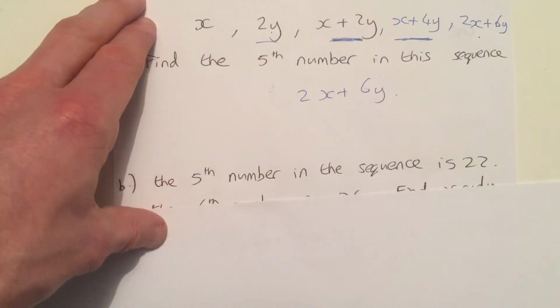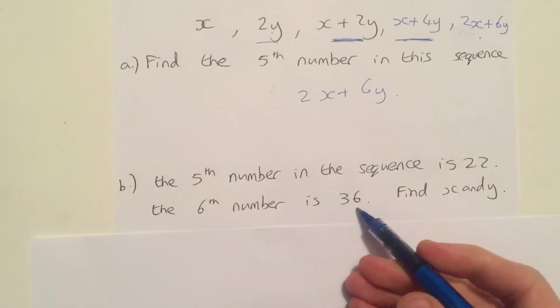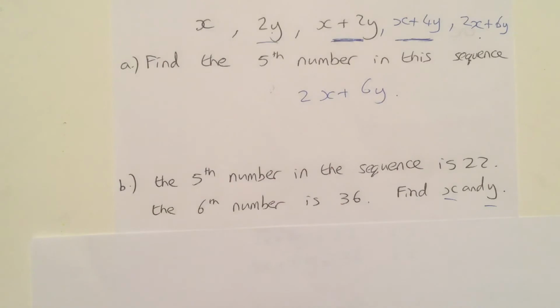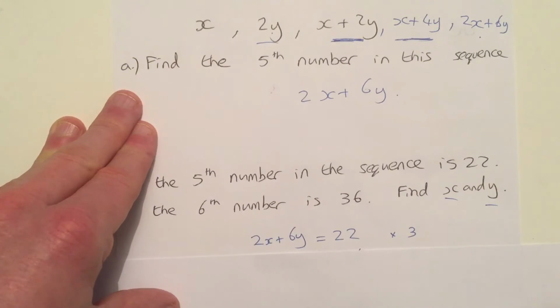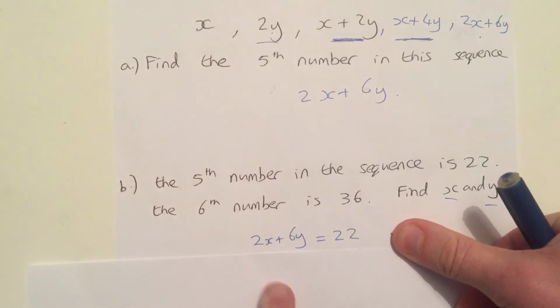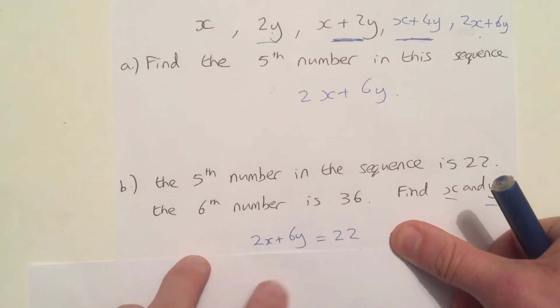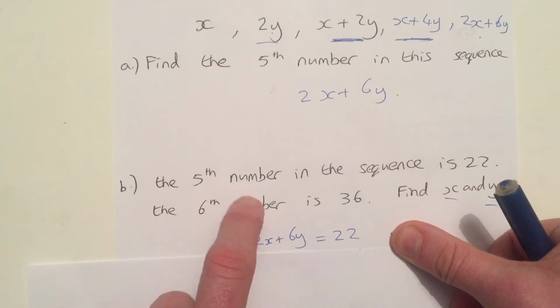Part B says the fifth number in the sequence is actually 22. And I'm told that the sixth number is 36. Using this information, I need to find x and y. So I know that this equals 22. Ignore the times 3 for a minute there. My fifth number here is 22. I'm told the sixth number is 36. So I want to try and write something similar down for the sixth number.